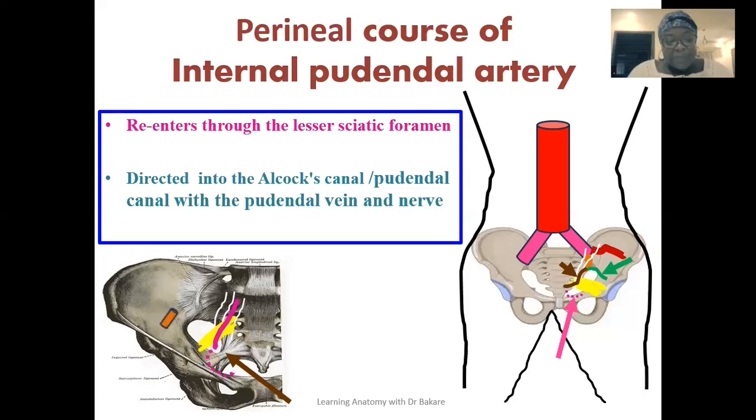So around this space, you have the Alcock's canal, or the pudendal canal, and this is where the internal pudendal artery is directed into. Within the pudendal canal, it is seen with the corresponding named vein and also the pudendal nerve. So let's go through the next slide, where we'll be establishing the different branches that it gives upon re-entering the perineum.